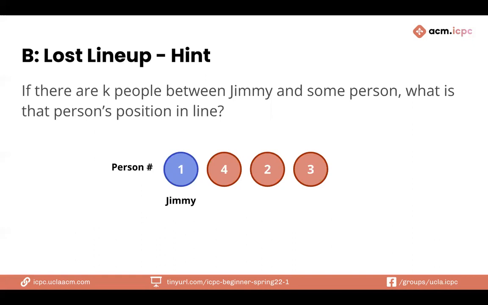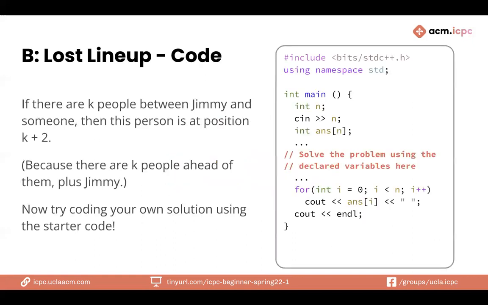Yes, perfect, that's fantastic. If there are k people between Jimmy and someone, this person is necessarily at position k plus 2, because there are k people, and then there's Jimmy, and there's you, so that is k plus 2. Perfect.